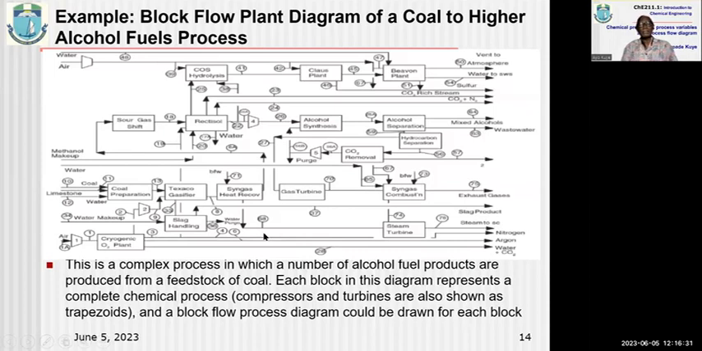So you can see here an example of a block flow plant diagram for converting coal to higher alcohol fuel process. Don't get confused here. These are some of the things you are going to be doing later on in the program when you get to your higher level.